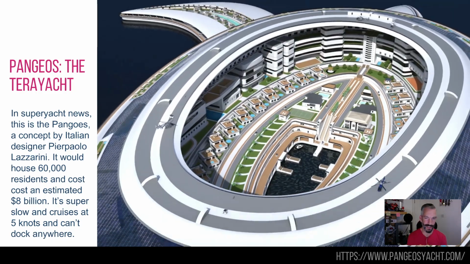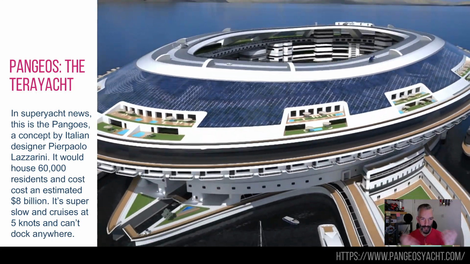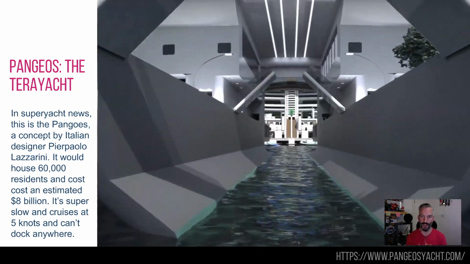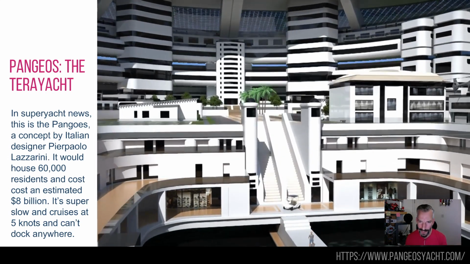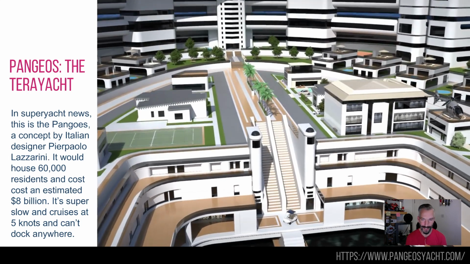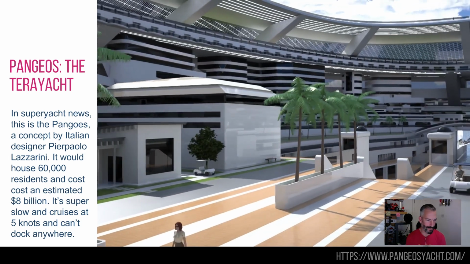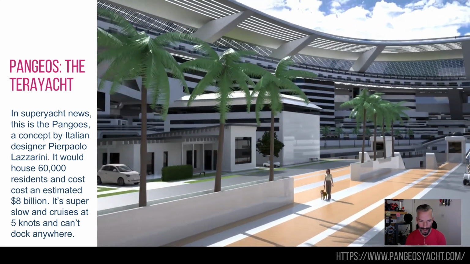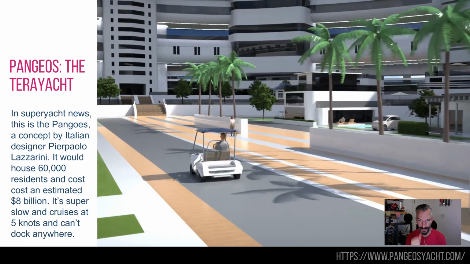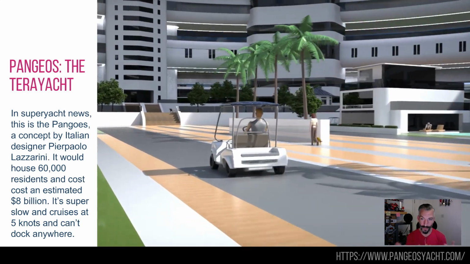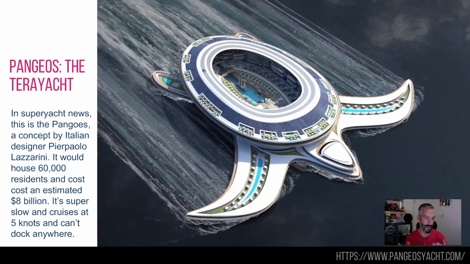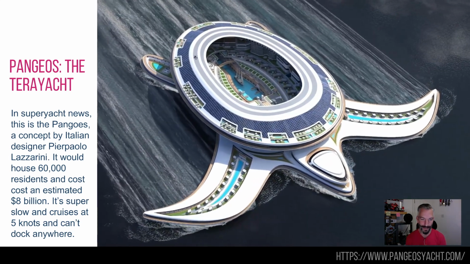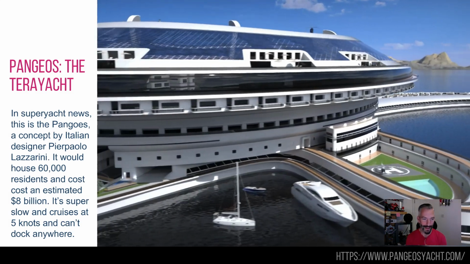And finally, in super yacht news, the world doesn't need any super yachts at the moment, but this is Pangeos, obviously playing on the Pangaea, which was the universal continent that used to exist before all the tectonic plates split up. However, this is actually a concept at the moment. Apparently, it will take $8 billion to build, and something like 8 years to build. But this is an idea for basically a city afloat. So if you're looking at things like rising sea levels, then this might be for you.